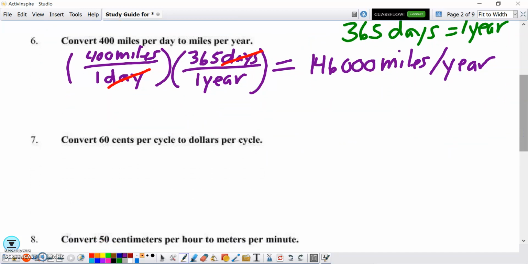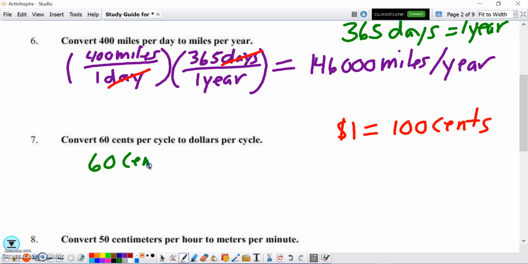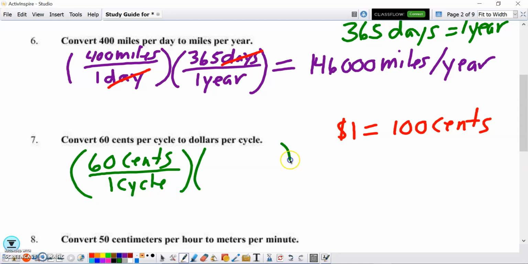All right, number 7, convert 60 cents per cycle to dollars per cycle. Well, what we need to know there is that $1 equals 100 cents. All right, so I'm going to set this up. I'm going to go with 60 cents over 1 cycle. And I want to get rid of the cents, so I'm going to put 100 cents down here, and I'm going to put the $1 up here.